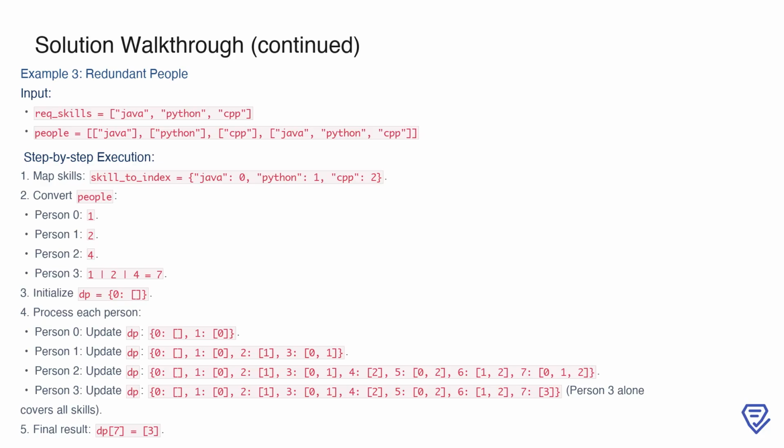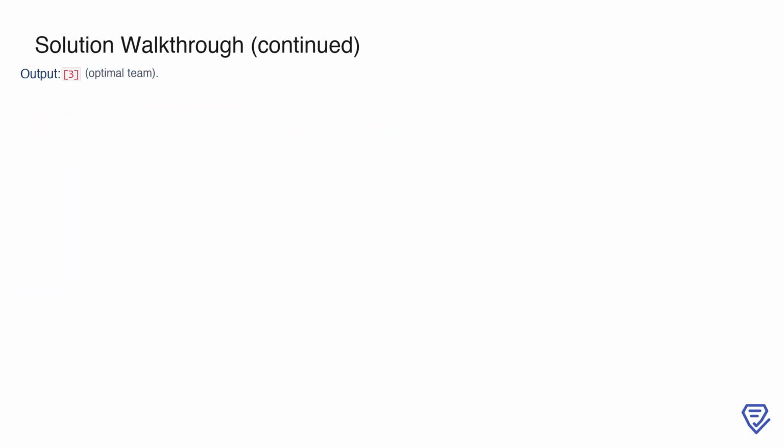This demonstrates how the algorithm naturally favors smaller teams, even when larger teams could achieve the same result. Finally, the output for this example is 3, indicating that person 3 alone is the optimal team. This is because they possess all the required skills, making it unnecessary to include any other team members.